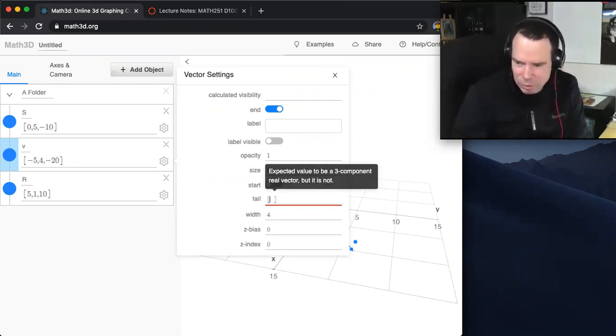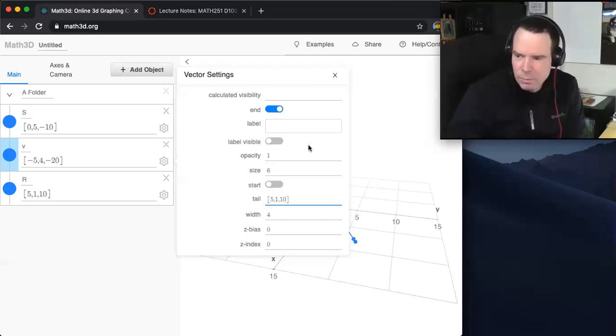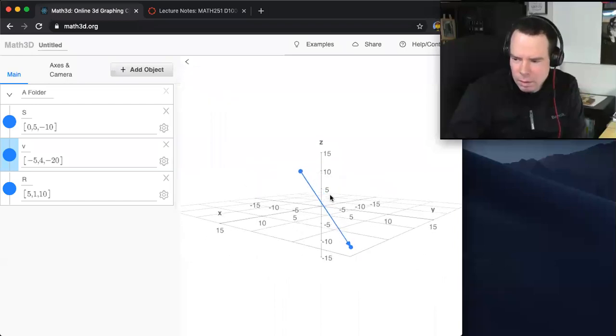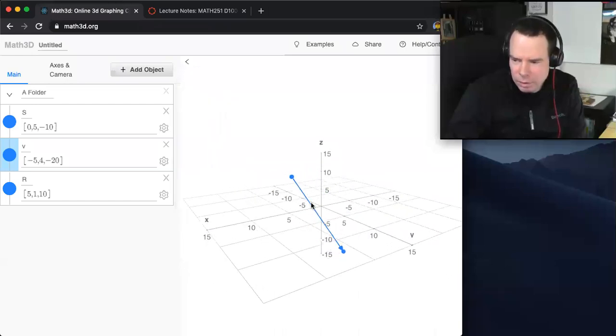So what we're going to do is type our point in here. We want it to be R, so that's going to be 5, 1, and 10. And there it is. That's the vector we wanted. It goes from R out to S.